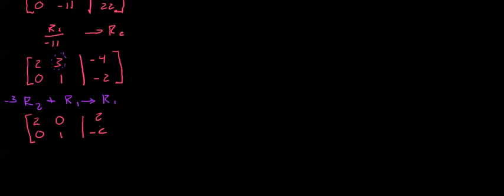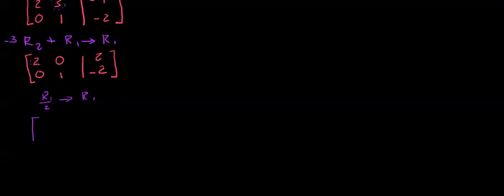Absolute worst looking 2 that I've ever seen. All right, now I'm almost done. I want this right here to be a 1, so I'm going to divide by 2. Row 1 divided by 2 is going to replace row 1.